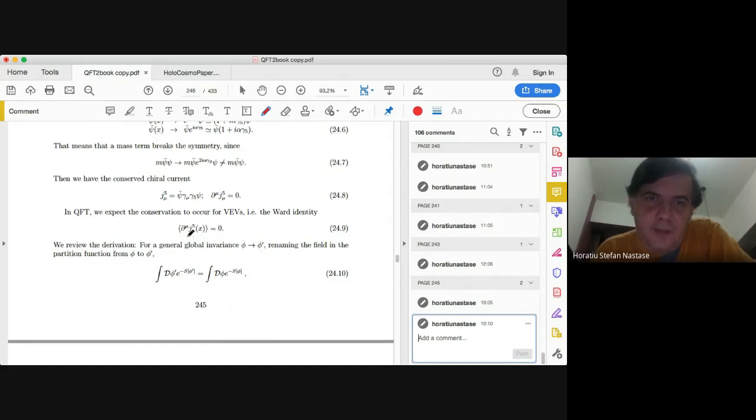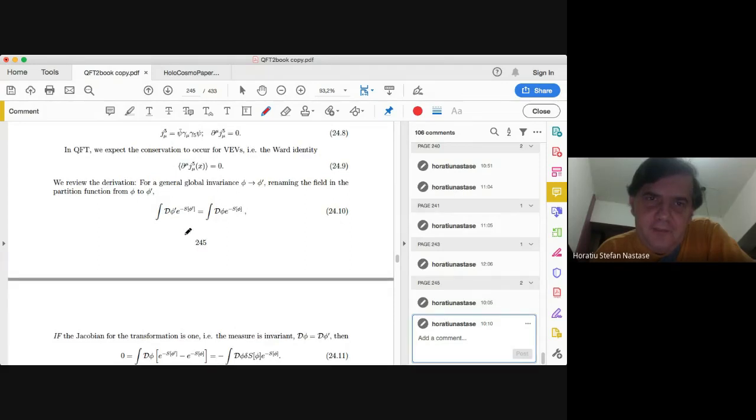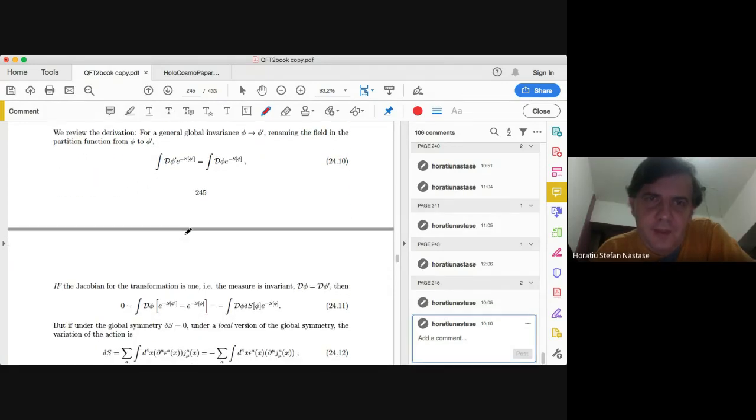So let's remember the derivation that we had for this, just to see what can be changed. So we said that if we have a global invariance that takes a field phi to phi prime, in the partition function, I could just redefine the integration variable to be phi prime instead of phi. Then nothing changes. So I have this trivial identity.